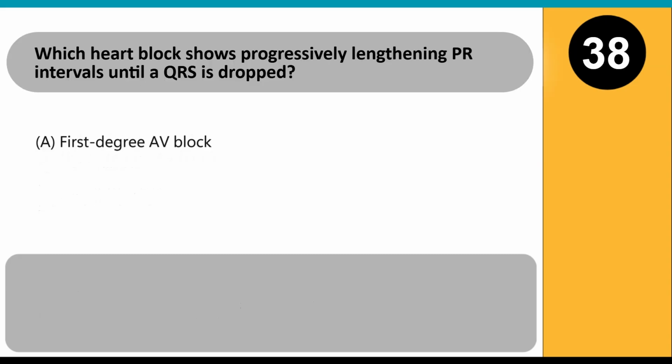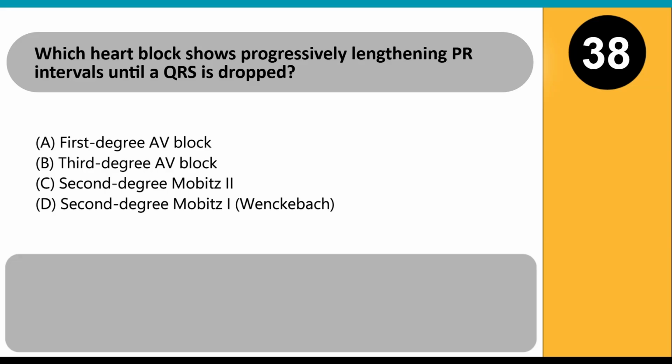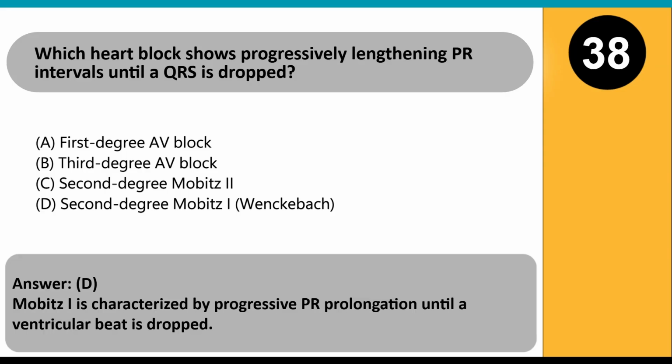Which heart block shows progressively lengthening PR intervals until a QRS is dropped? A. First-degree AV block. B. Third-degree AV block. C. Second-degree Mobitz II. D. Second-degree Mobitz I, Wenckebach. Answer D. Mobitz I is characterized by progressive PR prolongation until a ventricular beat is dropped.